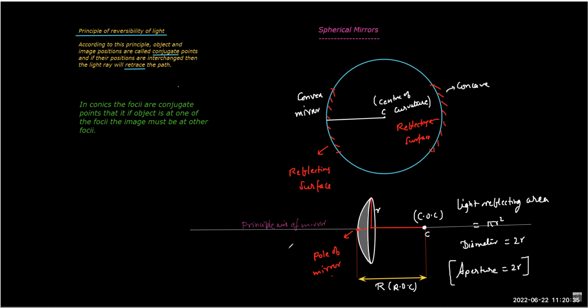So now comes the other definition. So the other definitions are, I'll introduce the concept of paraxial and marginal rays. So concept of paraxial and marginal rays.